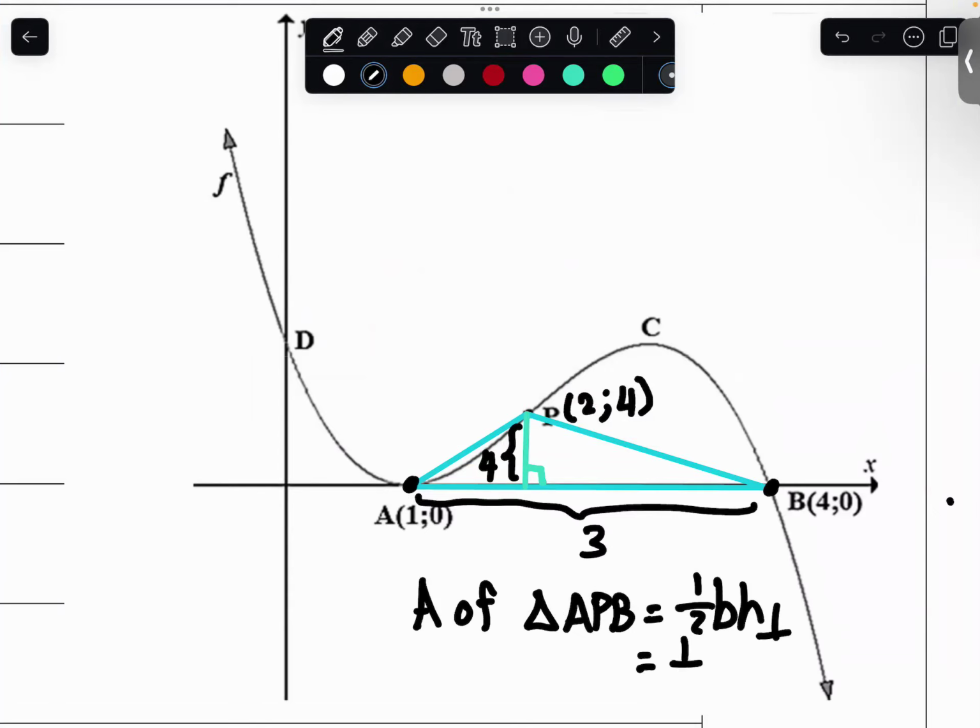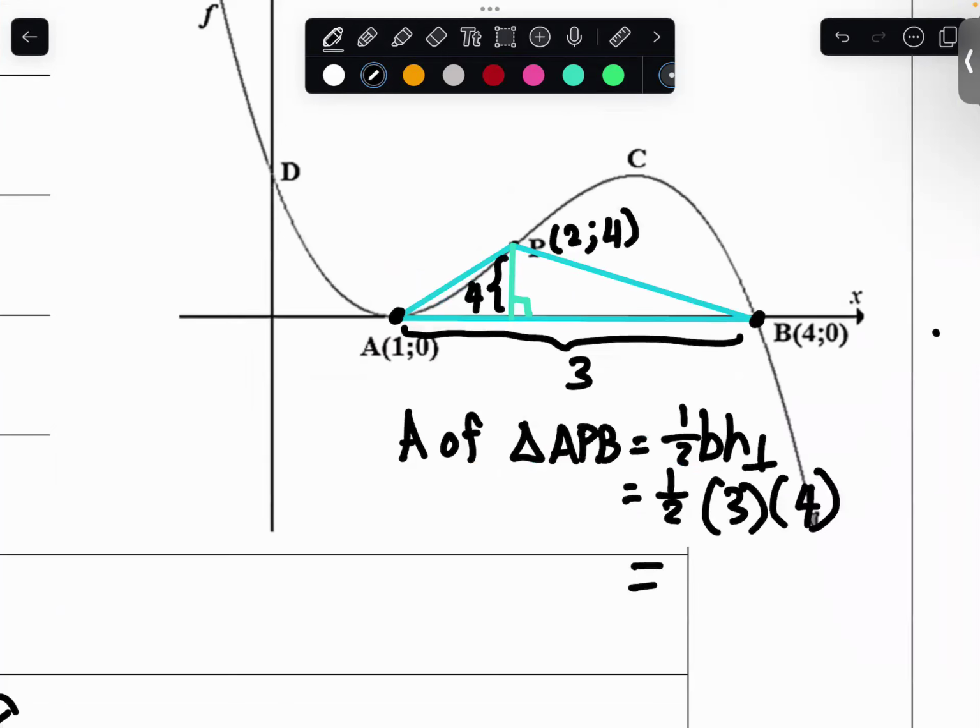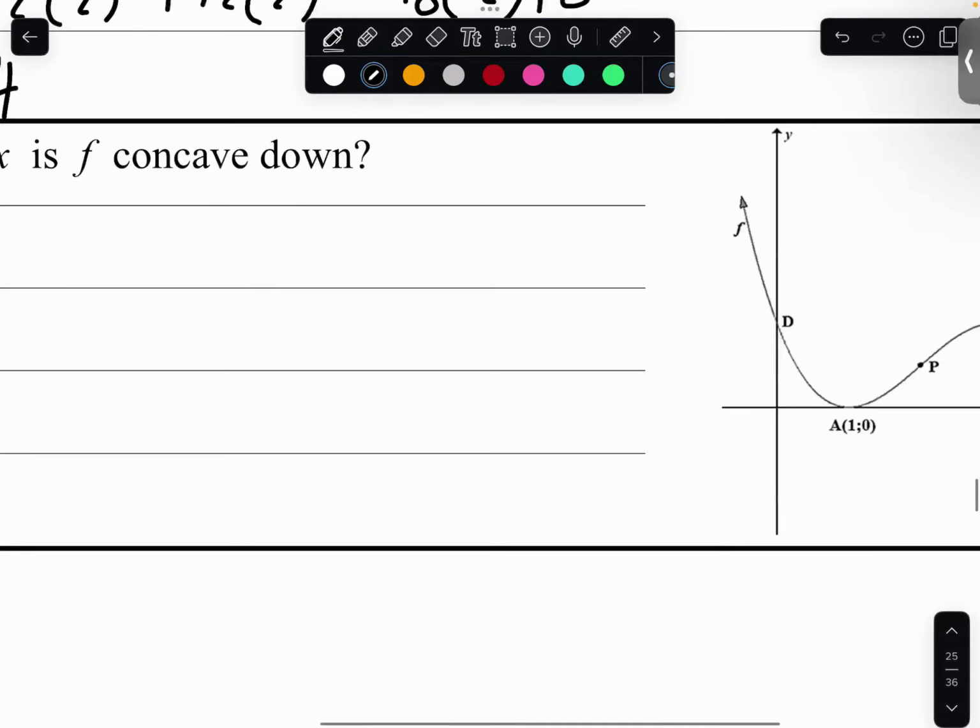So to get the area of triangle AEB, it's a half base times perpendicular height. That gives me a half into 3, which is the base, and the perpendicular height we said is 4, which gives me 6 units squared. That's the area. Okay, that one wasn't too bad.